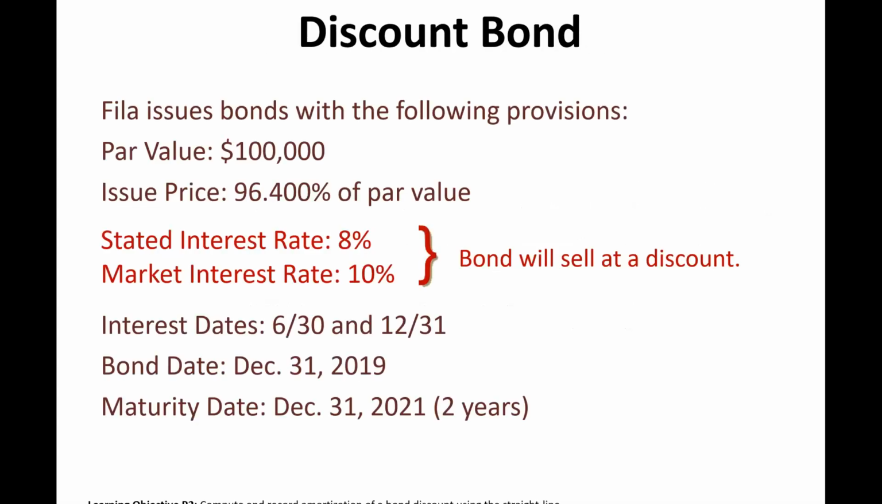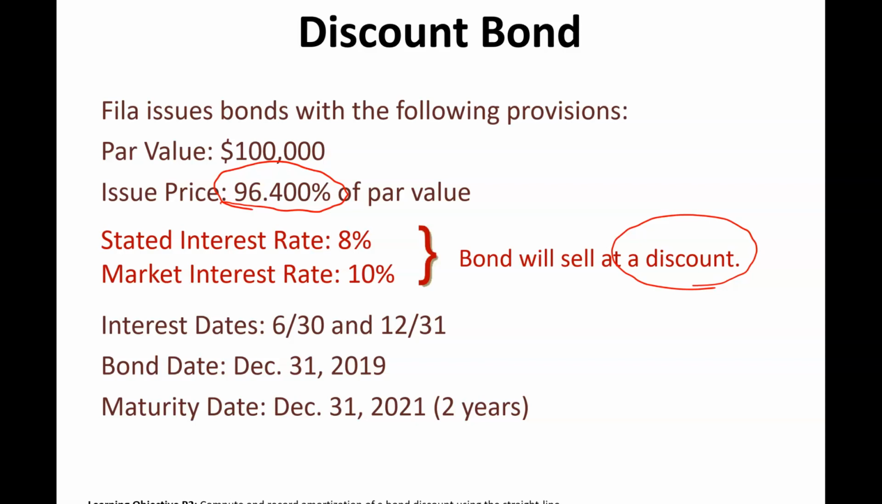Okay, let's look at this bond. The par value is $100,000 and they issue it for 96.4%, which is below par value. So that means we're selling it at a discount. The stated rate is 8%. The market rate is 10%. So if you want to earn more money, you could invest in something else at 10%. But they want a bond and they've already issued the bond at 8%, so they can't change the interest rate because this is already issued.